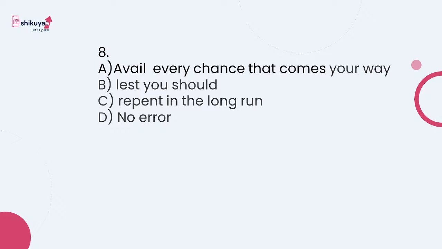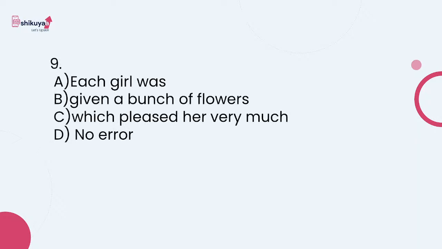So here part A, avail every chance that comes your way. Instead of using only avail here, you must use, because the subject of this sentence is you, we can get that information from part B, lest you should. So the starting part in part A should be like this: avail yourself of every chance that comes your way. So in this way, students, you have to identify the errors, and here you should develop your knowledge of idioms and phrases also. That is very important. Let's go for the next question, students.